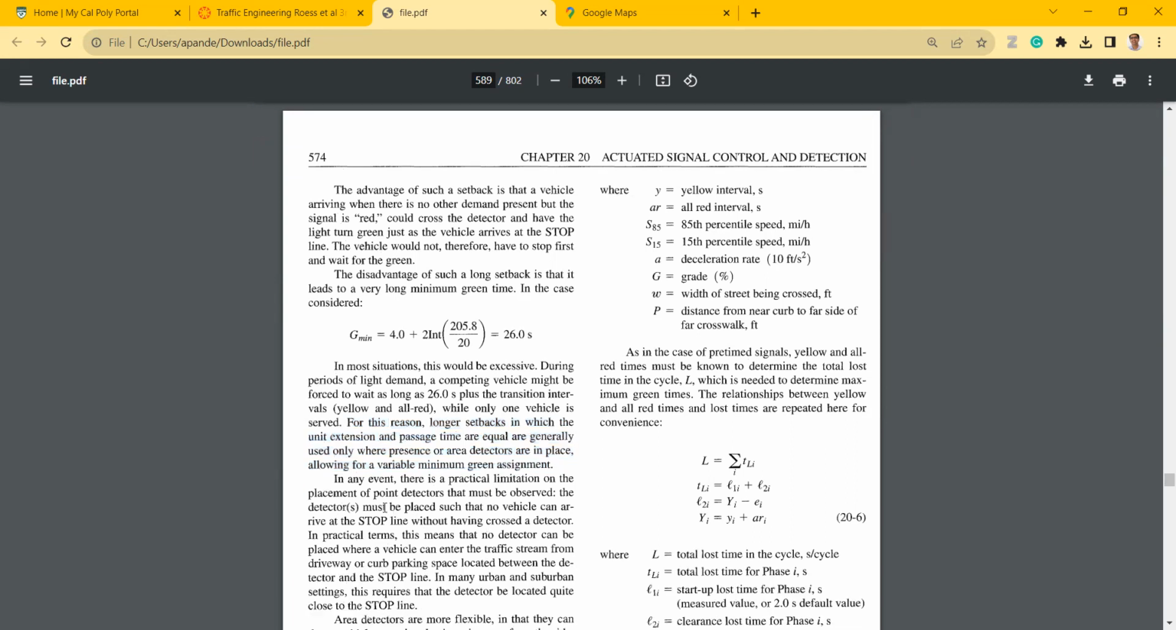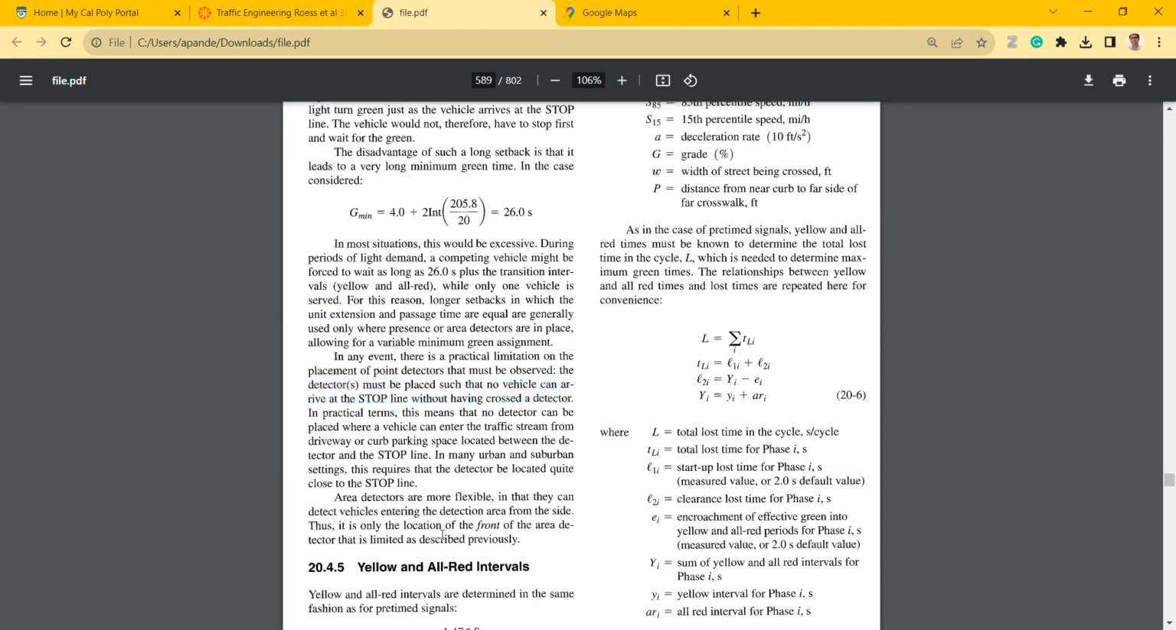And we already talked about this. The detectors must be placed such that no vehicle can arrive at the stop line without having to cross a detector. In many urban and suburban settings, this requires the detector to be placed quite close to the stop line because there are driveways all over the place. That's what that means. Area detectors are more flexible. They can detect vehicles entering the detection area from any side. It is only the location on the front of the area detector that is limited, as described previously.